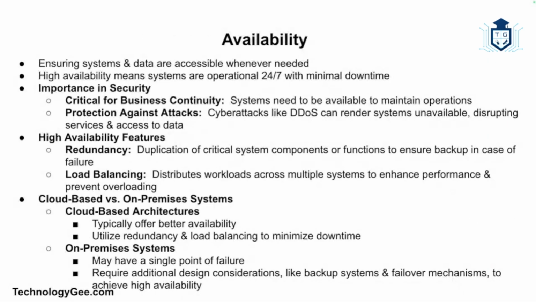Availability is all about ensuring that systems and data are accessible whenever needed. A system with high availability is designed to be operational 24/7 with minimal downtime. In terms of security, availability is critical because cyber attacks like distributed denial of service attacks can render systems unavailable. For example, cloud-based architectures generally offer better availability through redundancy and load balancing, while on-premises systems may have a single point of failure unless designed for high availability with backup systems.